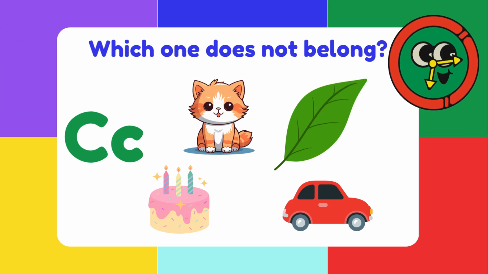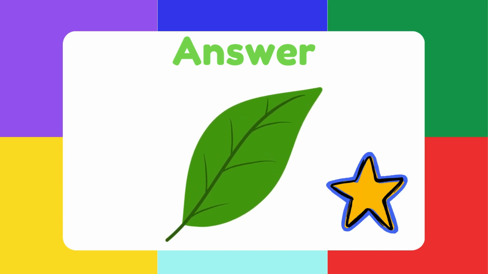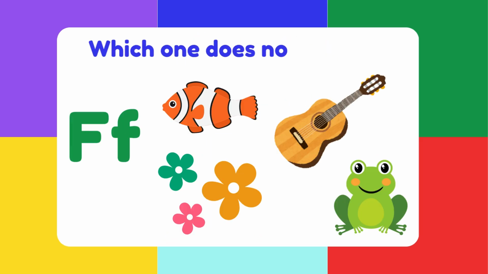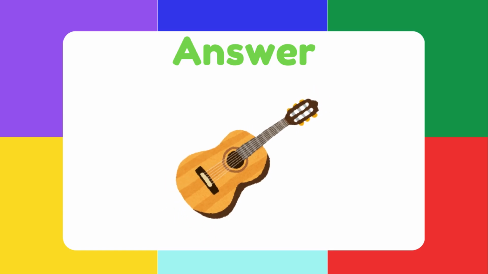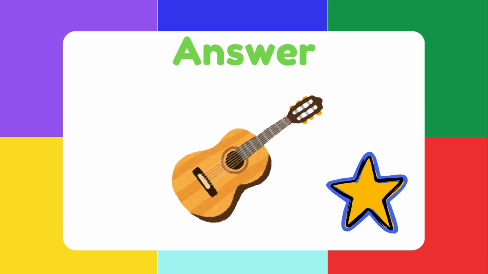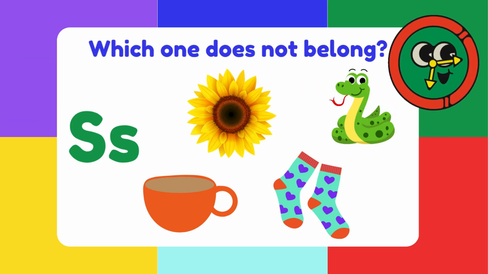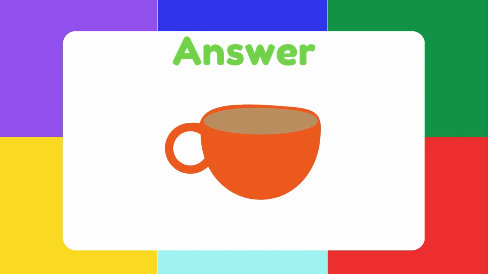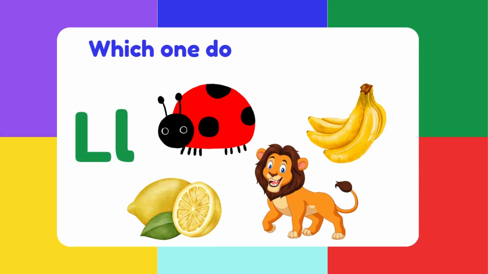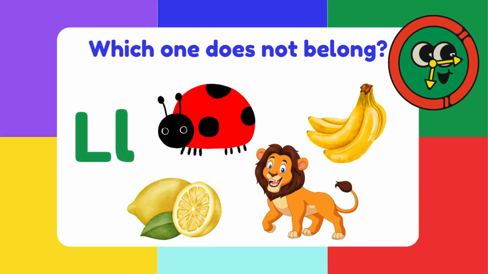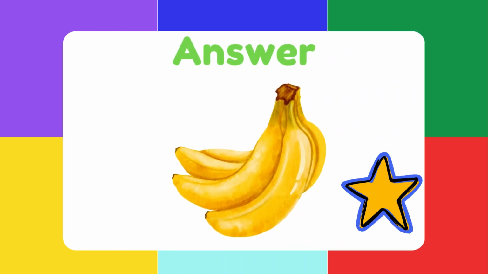3, 2, 1. Leaf. Great job, kids. Yay! 3, 2, 1. Guitar. Fantastic. 3, 2, 1. Did you say cup? Well done. Yay! 3, 2, 1. Bananas. That's right. Well done, kids.